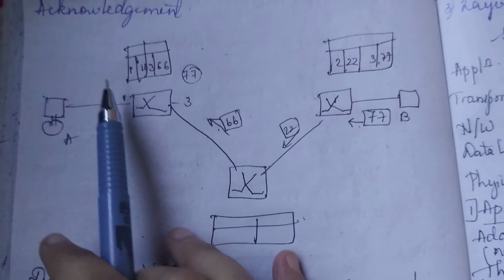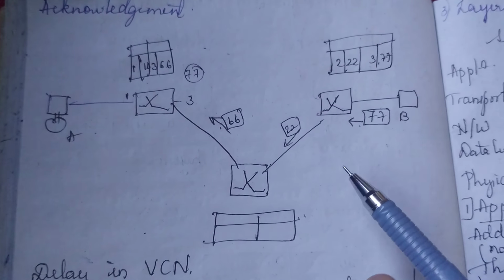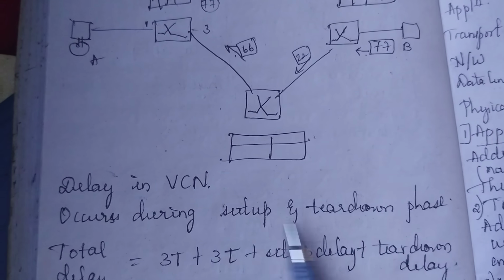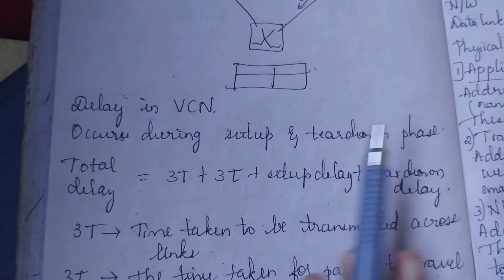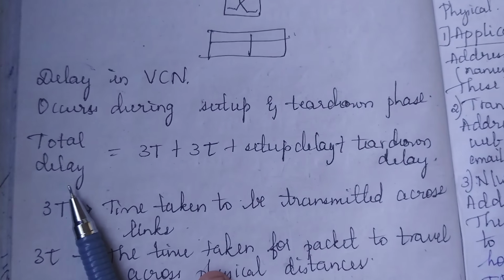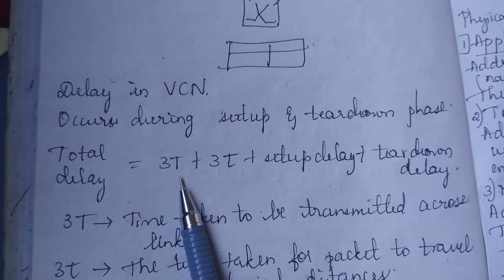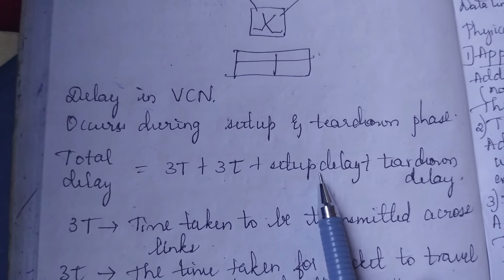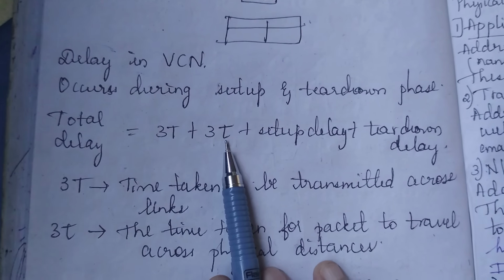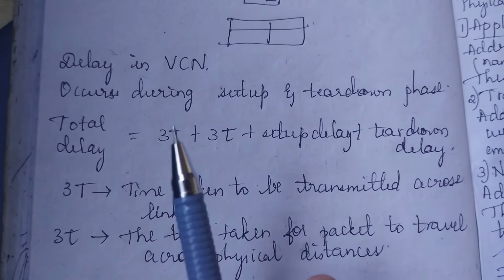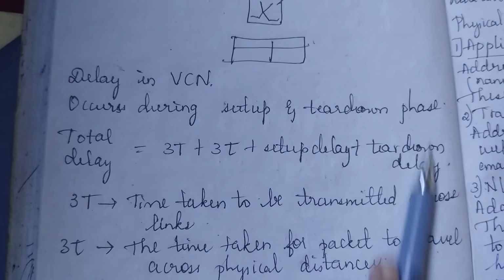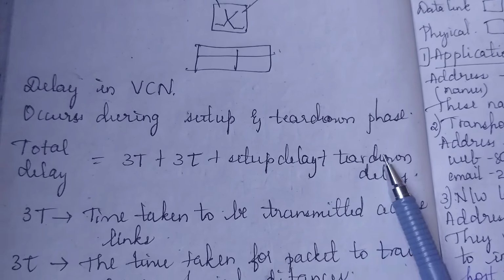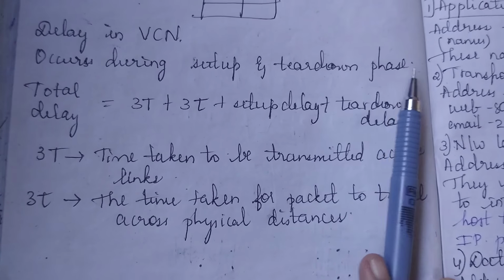Now in the middle of the path, there can be delays also, right? These delays can occur in setup and teardown phase. For delay, there is one formula, that is 3T. T is nothing but the time taken to be transmitted from one link to another. Then is 3TO. 3TO is nothing but the time taken for a packet to travel across the physical distance. And the setup delay and teardown delay, you already know what it is.